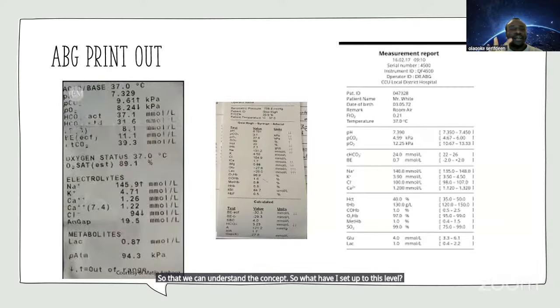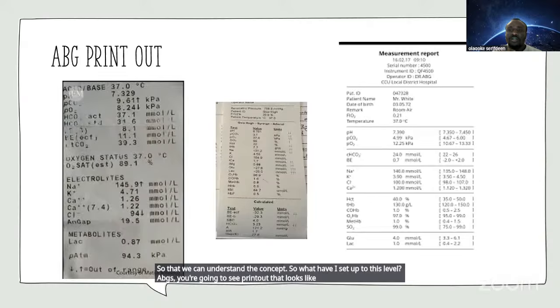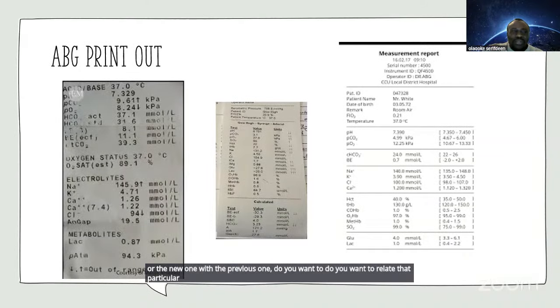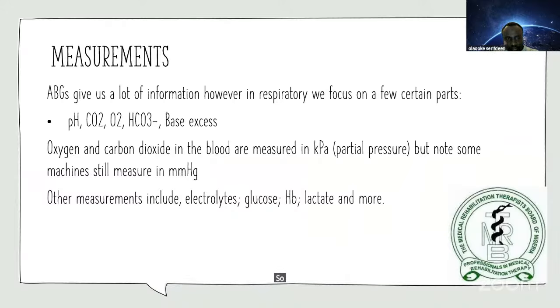ABGs, you're going to see a printout that looks like this. You're going to see a bunch of information on it. You want to confirm the patient identity. If they've done an ABG in the past, do you want to correlate the new one with the previous one? Then put that in the context of your patient. That is very, very important. Let's crack on. So again, this slide is just showing what I just explained.